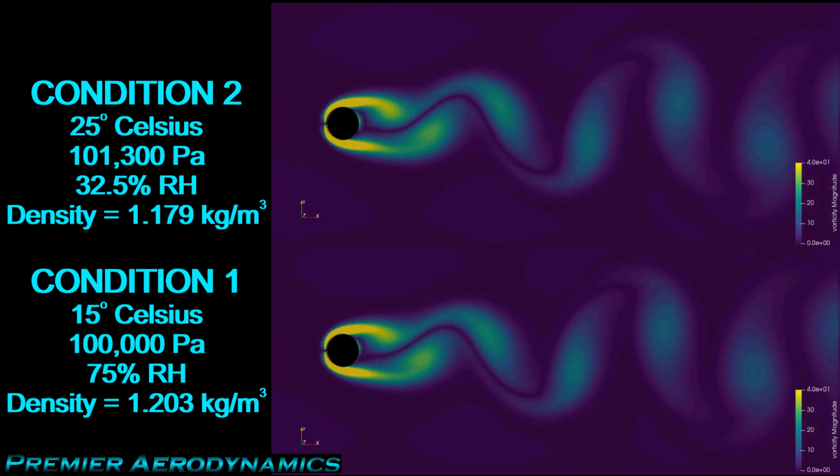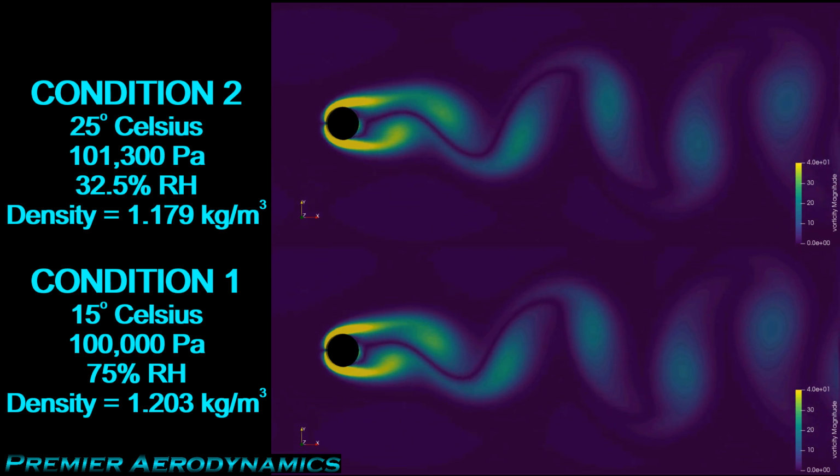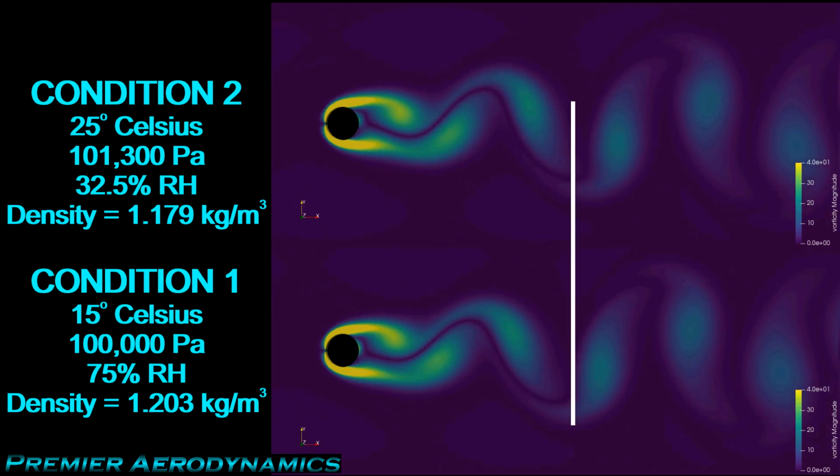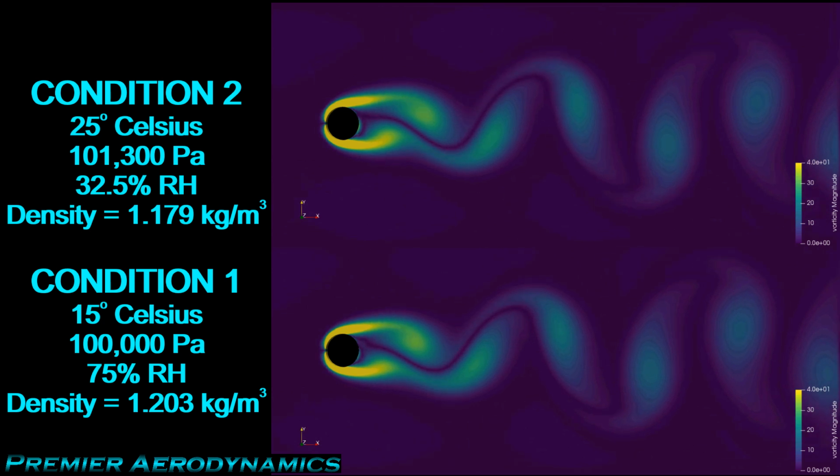But as we play, you can see it doesn't take too long before they start to become out of sync. Even now, they're out of sync by like 20 or 30 degrees. And that's because the velocities are different and the Reynolds numbers are different. So the vortex shedding is different. The Strouhal numbers are different. So let me explain how they're different.